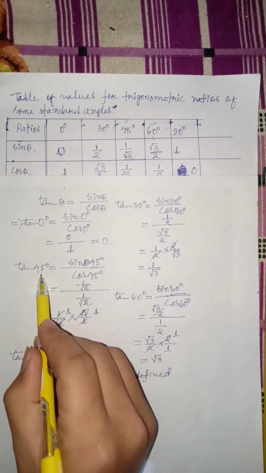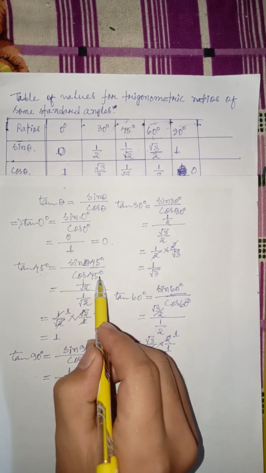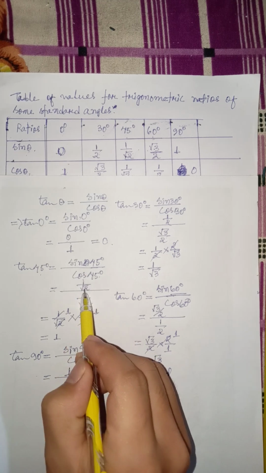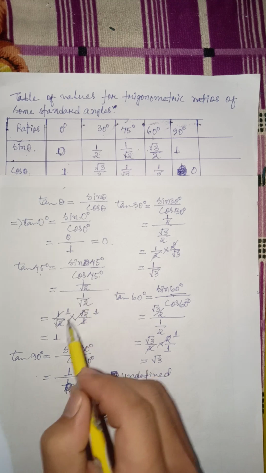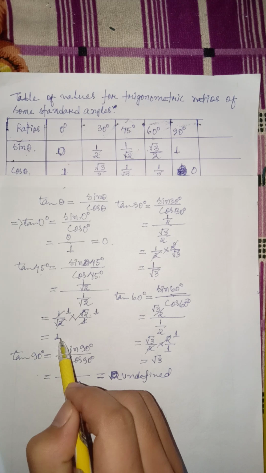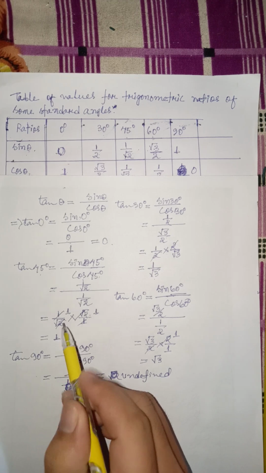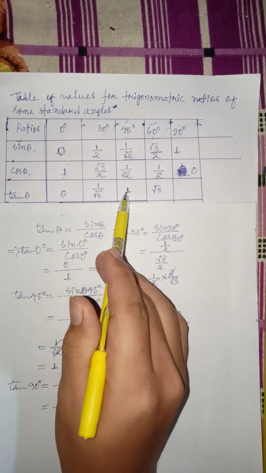Alright. Now let us move to tan 45. Tan 45 is equal to sine 45 by cos 45. And let us put the values of sine 45 as well as cos 45 in this. After you cut all these things, the remaining number which is left with us is 1, right? Thus the value of tan 45 will be 1.